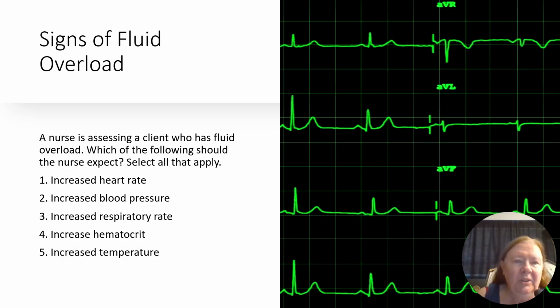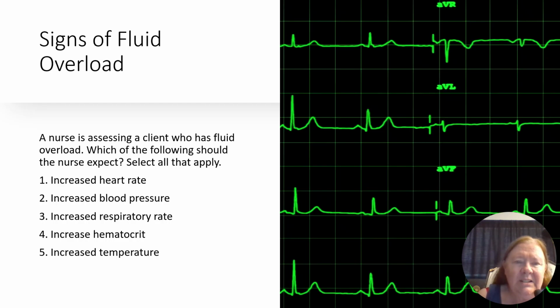Here's the question. The nurse is assessing a client who has fluid overload. Which of the following should the nurse expect? And here is a select all that apply. So you have to know the signs of a fluid overload in your patient. Okay, so here are the answer choices: increased heart rate, increased blood pressure, increased respiratory rate, increased hematocrit, and increased temperature. Okay, select all that apply.